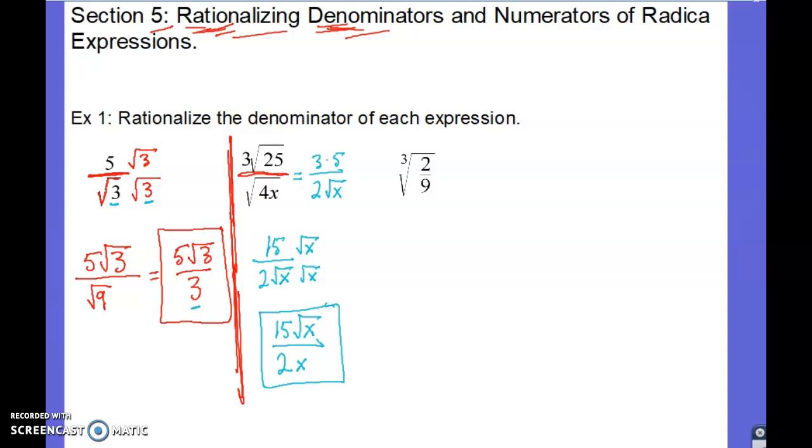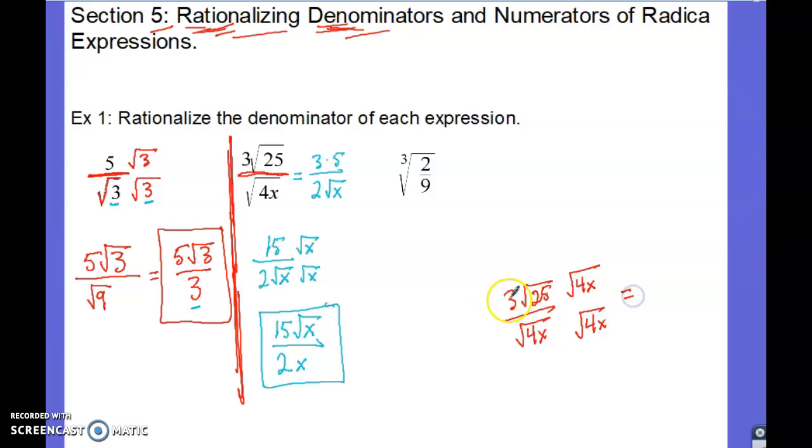Now, what am I talking about? Sometimes students don't want to do the problem my way. So I'm going to do this off to the side. Maybe if I went back to 3 root 25 over root 4x. And let's say you're a student that's really picky and you just want to do root 4x over here.